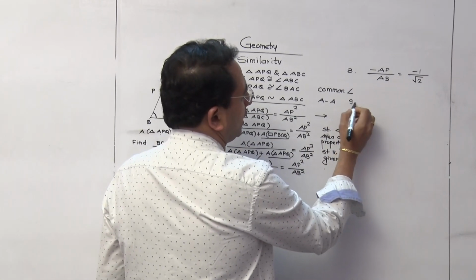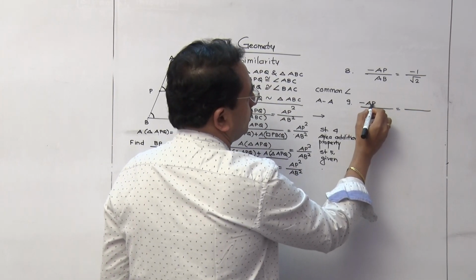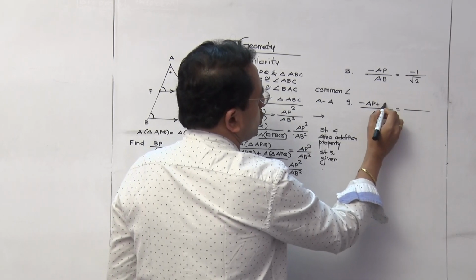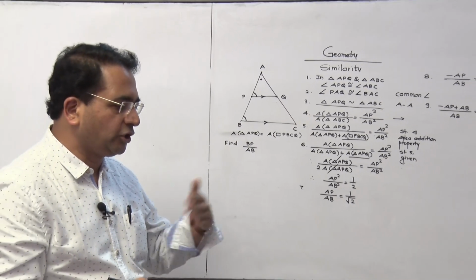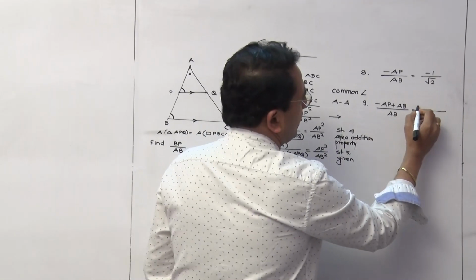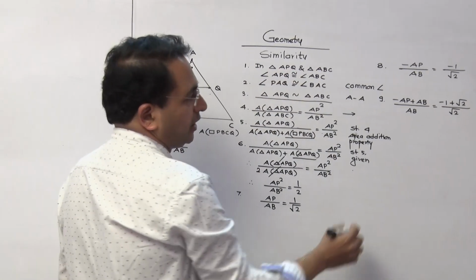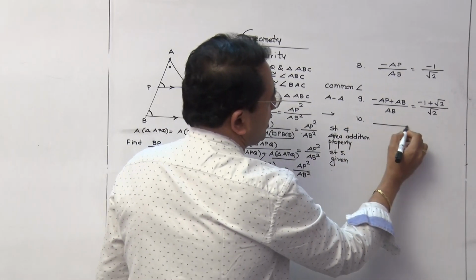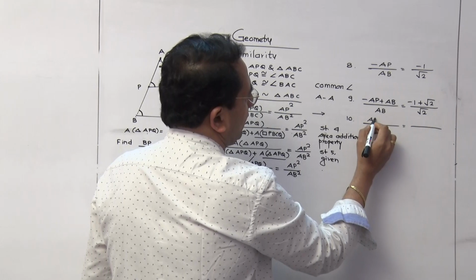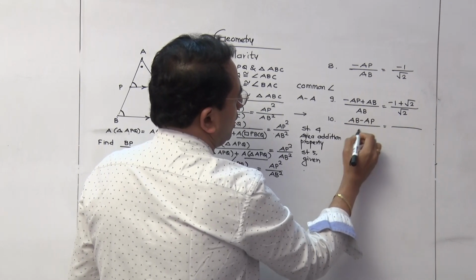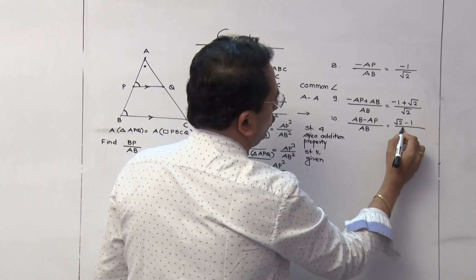Now I will use the property from algebra. Minus AP upon AB, that is called componendo. It means adding the denominator to the numerator on both sides. That is minus 1 plus root 2 upon root 2. Now I can write the next statement. See, instead of writing minus and then plus, I will just change the position. AB minus AP upon AB is root 2 minus 1 upon root 2.